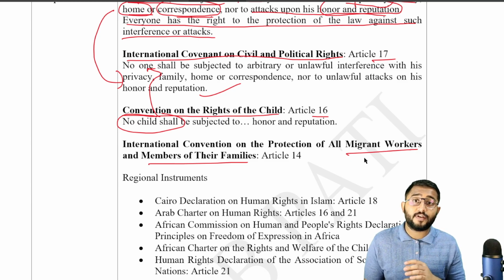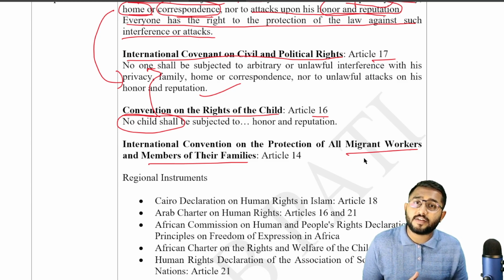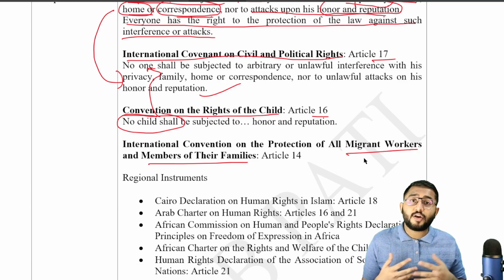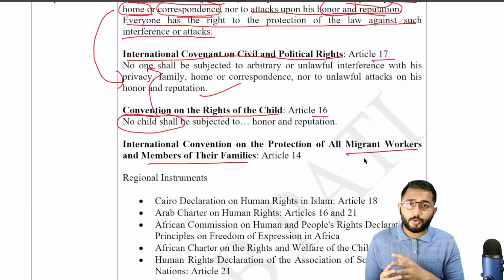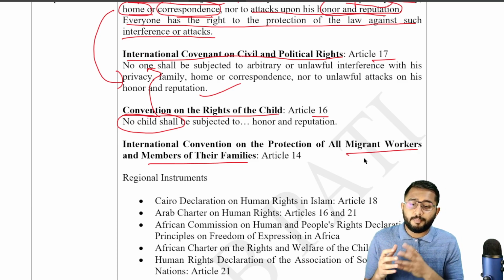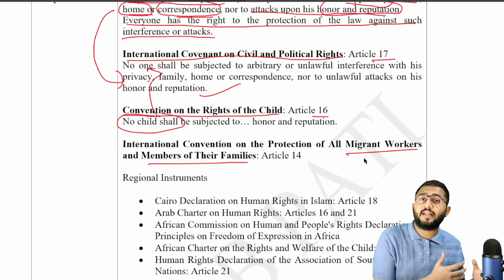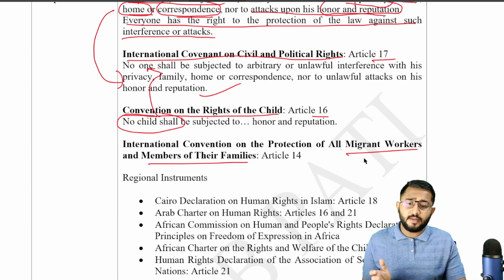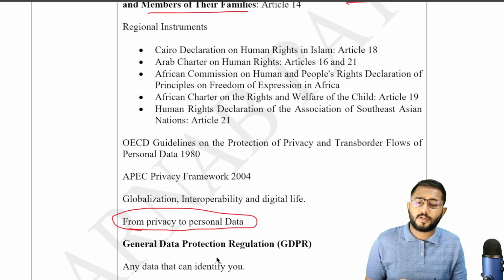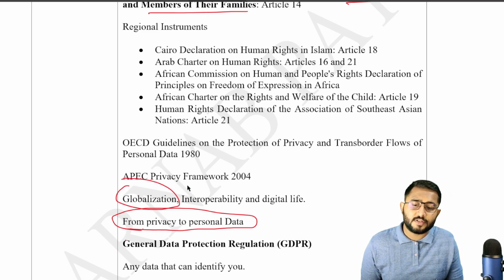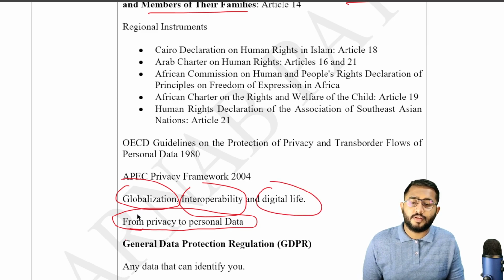But now we have a new dimension to this, which is the digital life. We have our own data that is being transmitted throughout the internet. And because of this, there was a big need felt to somehow not only prevent privacy of one person, but also prevent one's own personal data. So we went from privacy to personal data. And the reason why this was important was because of these three things: globalization, interoperability, and the digital life. Now, what is globalization?